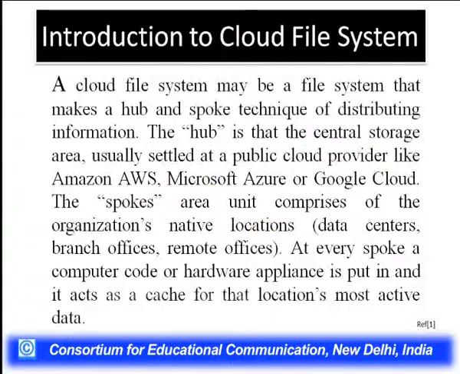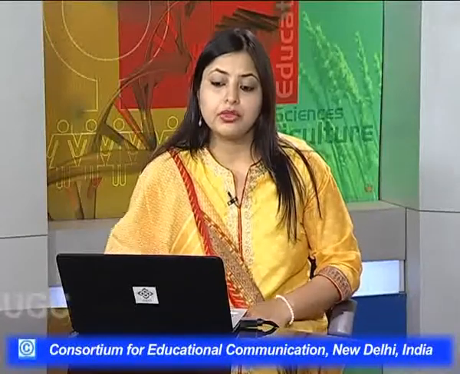And apart from the hub, we have spokes area. So what are these spoke areas? They basically comprise of the data centers, then the branch offices, the remote locations from which the users are accessing the cloud services. So a cloud file system, it basically looks like a hub and a spoke model, with the hub as your cloud service providers and the spoke in form of the data centers and the clients who are accessing these services from different geographical locations.